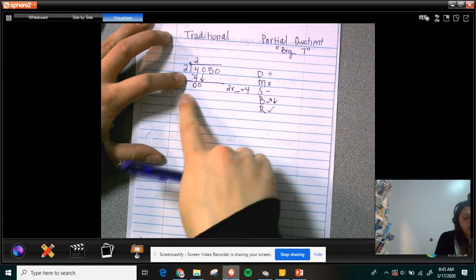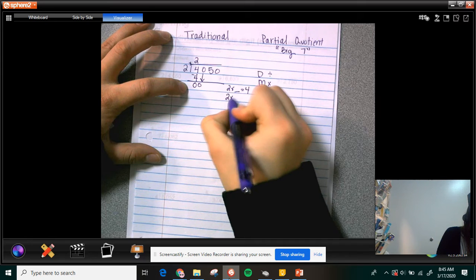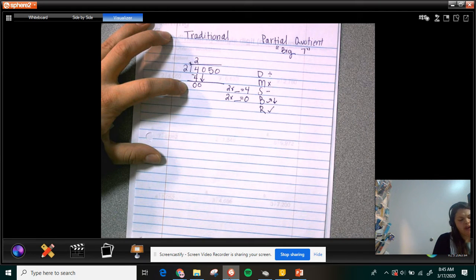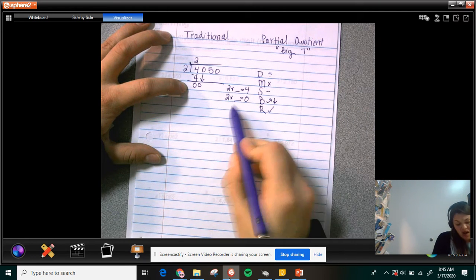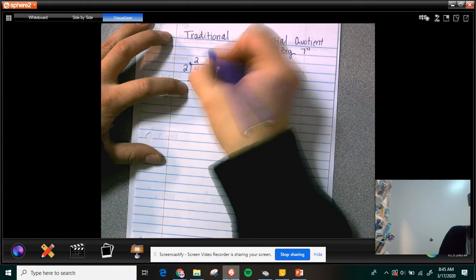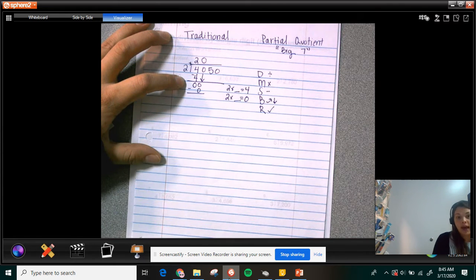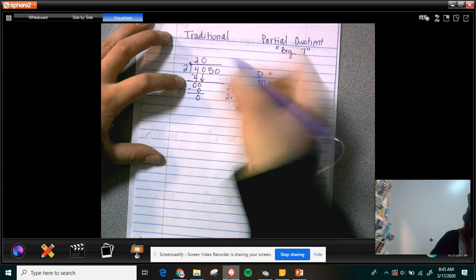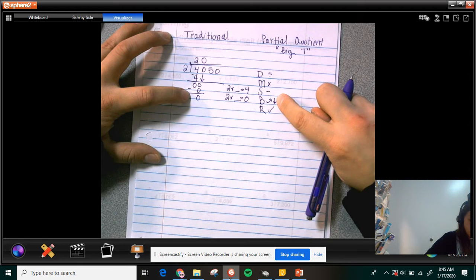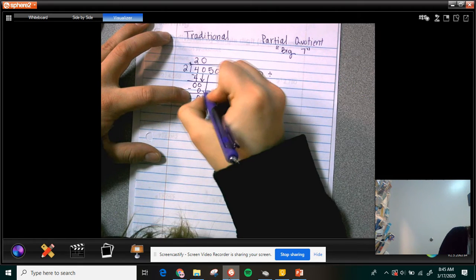2 can go into 0 how many times? So 2 times something is going to get me close to 0 without going over. Well, I know 2 times 1 is going to get me 2, so I know that my answer is going to be 0. So 0 times 2 is 0. I'm going to go ahead and subtract that, and I get 0. And move into my next thing. I'm going to bring down my 5.